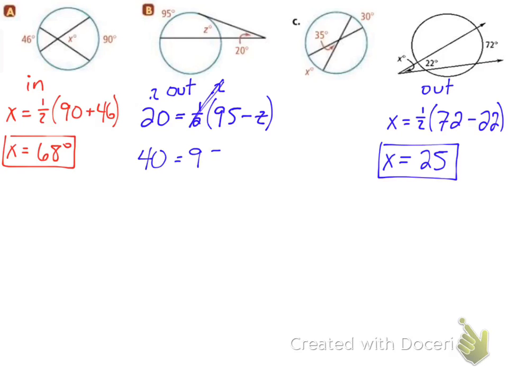So 40 is equal to 95 minus z. And so what I can do is I can add this z over to the other side. Get z plus 40 is equal to 95. And then subtract the 40 to get z is equal to 55.